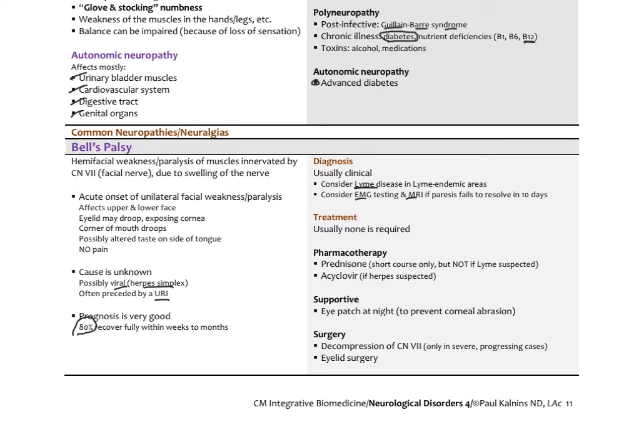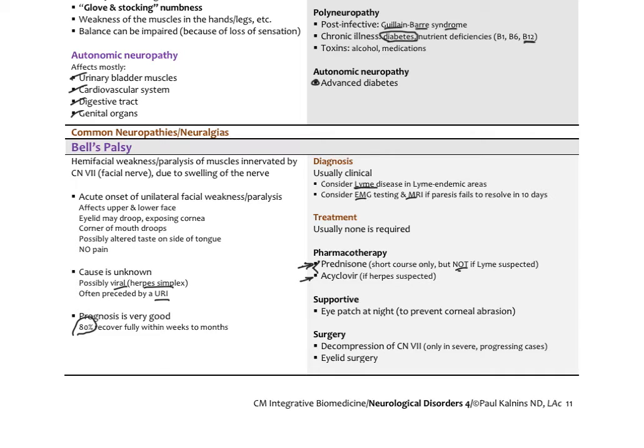Usually no treatment is required. Typically the biomedical approach is to maybe give a short pulse of prednisone, but not if Lyme is suspected. That would suppress the immune system, making Lyme worse. And then acyclovir, which is an anti-herpes medication if herpes virus is suspected. So that's often a common combo.